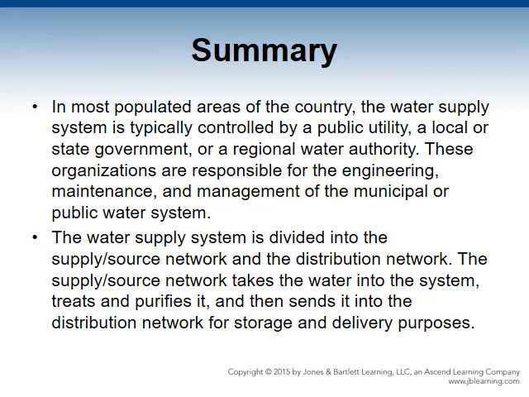Summary. In most populated areas of the country, the water supply system is typically controlled by a public utility, a local or state government, or regional water authority. These organizations are responsible for the engineering, maintenance, and management of the municipal or public water system. The water supply system is divided into the supply source network and the distribution network. The supply source network takes the water into the system, treats and purifies it, and then sends it into the distribution network for storage and delivery purposes.